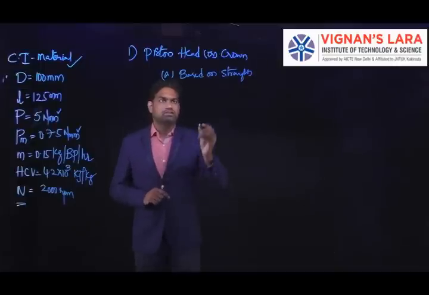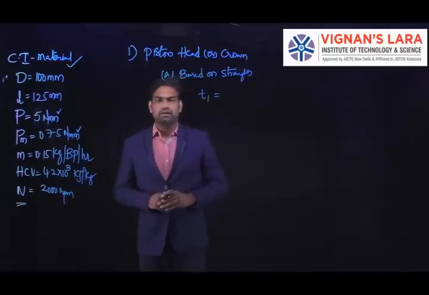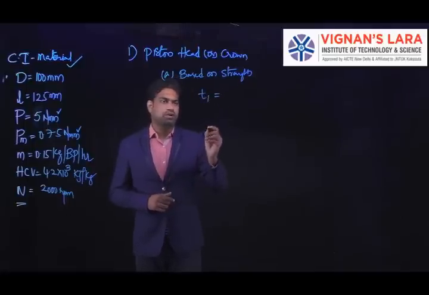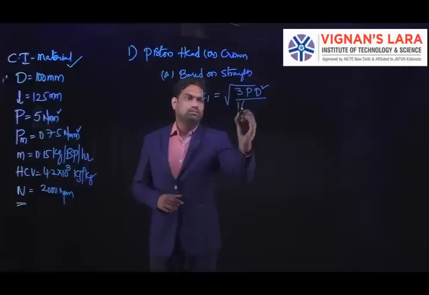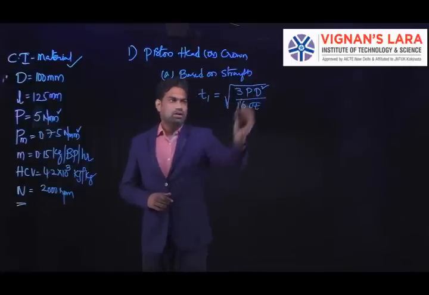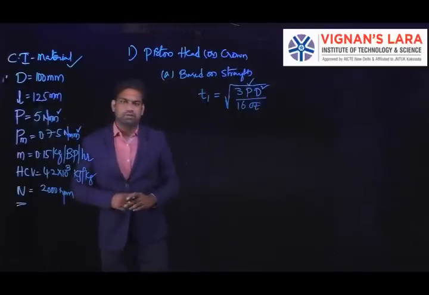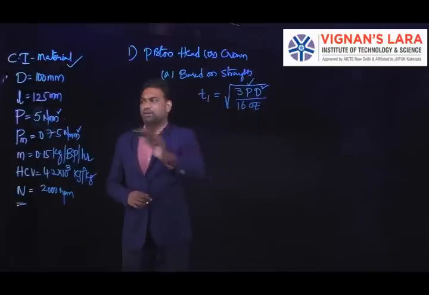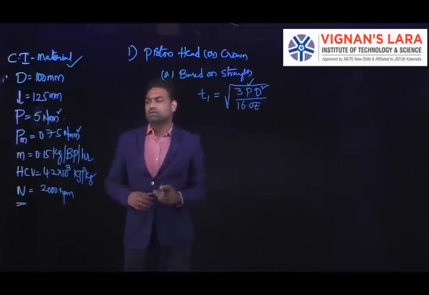The thickness of the piston head or crown, denoted by T1, is calculated from the strength point of view. It is given by root of 3 P D square by 16 sigma T. Here P is the maximum gas pressure, given in the data, and D is the diameter, also given, 100 mm. And sigma T is not given in the data.